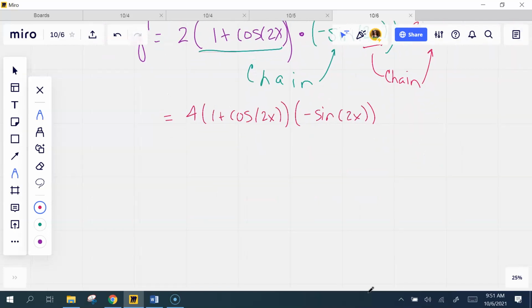All right, so you're on page 165 and you're doing 1 through 24.